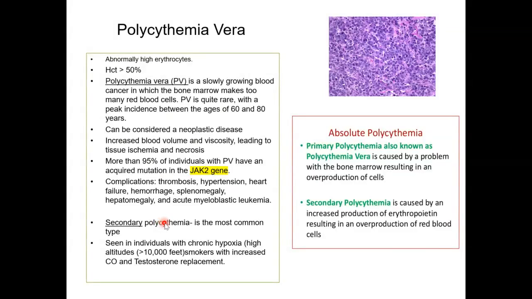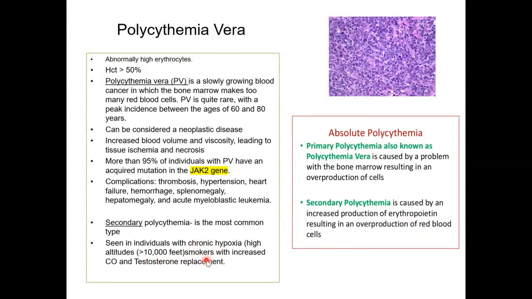And secondary polycythemia is the most common type. Primary polycythemia, also known as polycythemia vera, is caused by a problem with the bone marrow resulting in an overproduction of red blood cells. Secondary polycythemia is the most common type and is caused by an increased production of erythropoietin, resulting in an overproduction of red blood cells. Something is causing an increased production of erythropoietin, and with that, we have an overproduction of red blood cells. Seen in individuals with chronic hypoxia, people who live at high altitudes, greater than 10,000 feet.